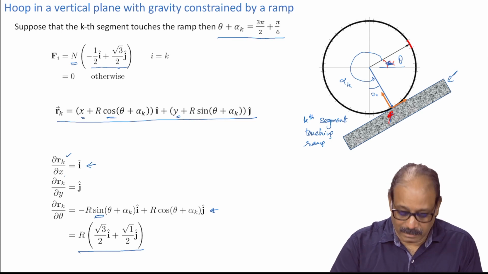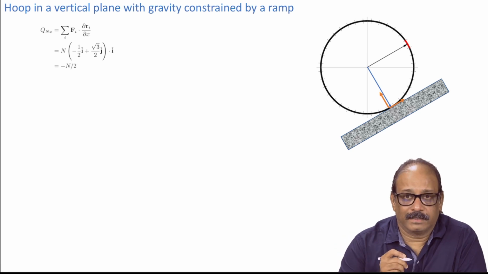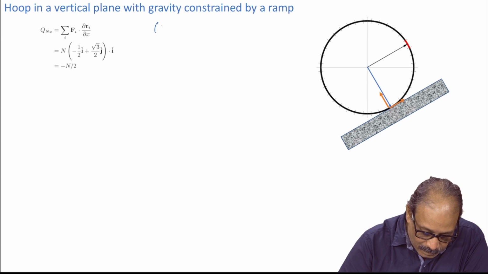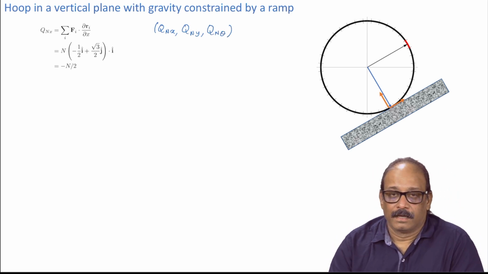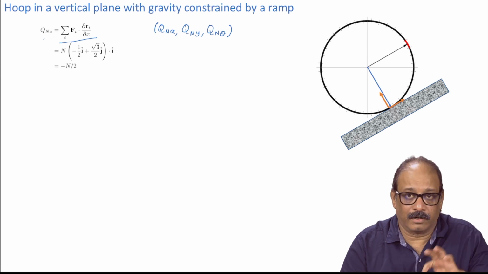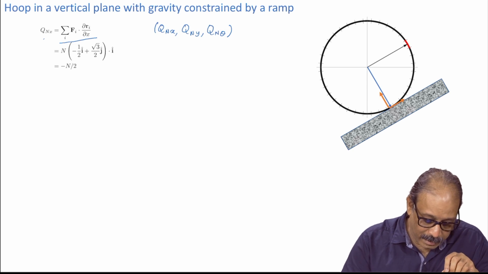Now, let us put this in and calculate. So, remember, for the generalized coordinates, the generalized force will be given by the Q_x component, Q_y component and Q_theta component. Okay. So, we calculate the x component here. Q_x is nothing but the sum over i, sum over all segments, of F_i dotted with del r_i by del x.